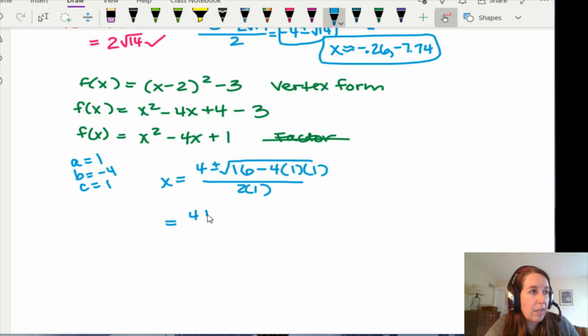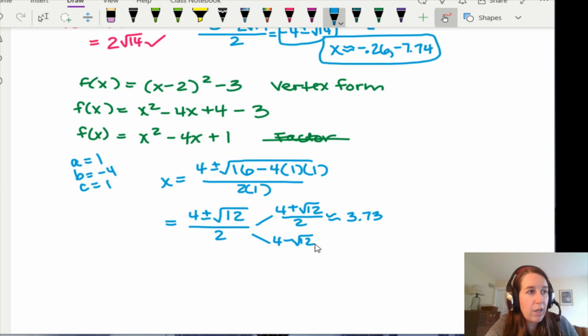Okay, now what we would like to do next is just simplify what that square root is. So that's 16 minus 4, so that is the square root of 12. Now, if we type this in our calculator, we would be typing 4 plus square root 12, hit enter, then divide by 2, and we will get about 3.73. And then if we do 4 minus square root 12 over 2, we get about 0.27.